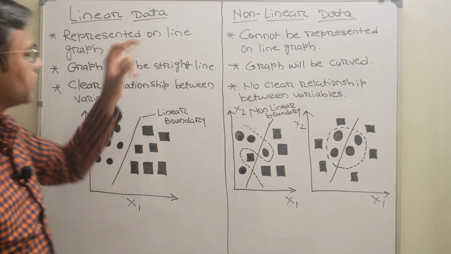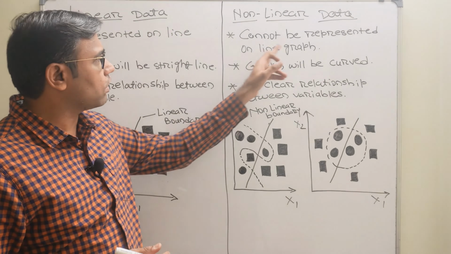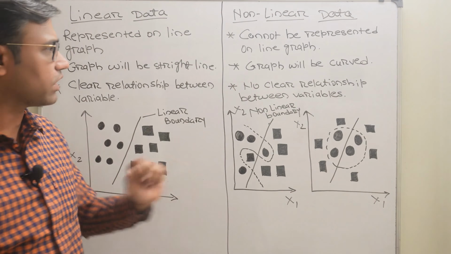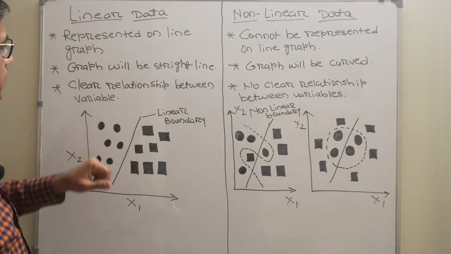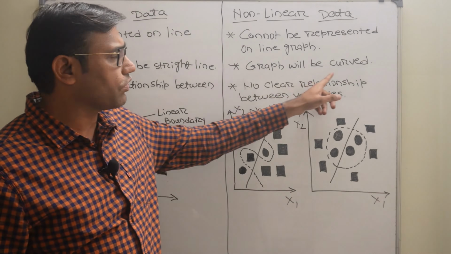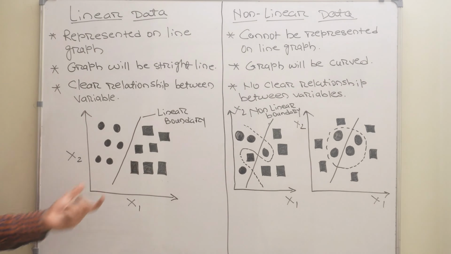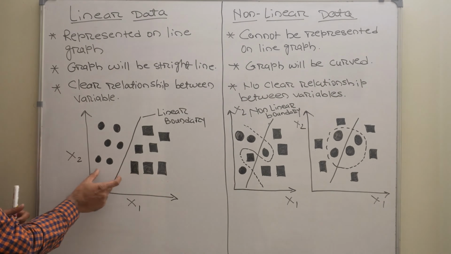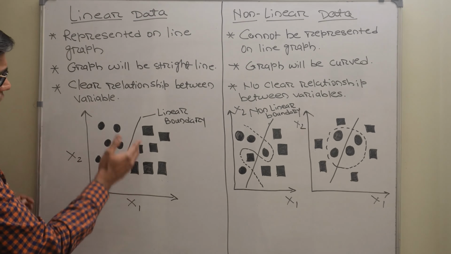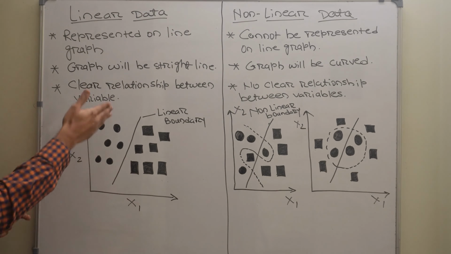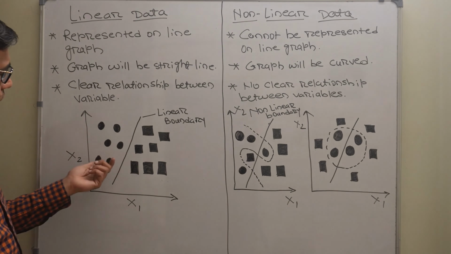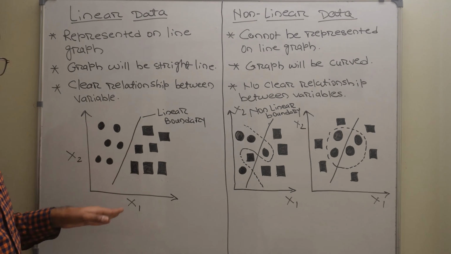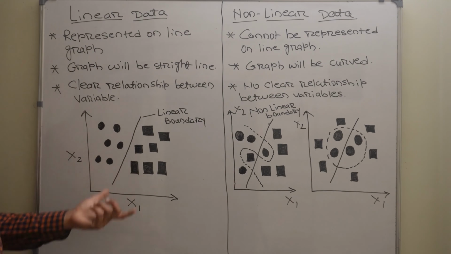Linear data is represented on a line graph, while non-linear data cannot be represented on a line graph. The graph will be a straight line in linear data, while in non-linear data the graph will be a curve. If you look at the figures, there are two classes here, circle and square. There is completely one straight line between the two classes, so we can easily identify this is the class. So there is always a linear boundary between two classes in linear data.